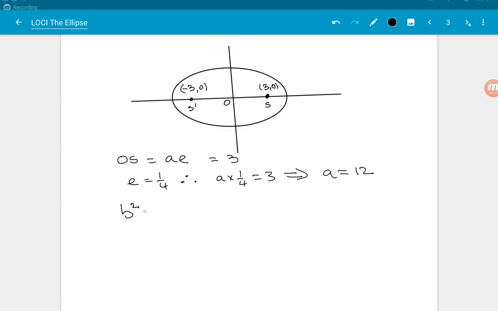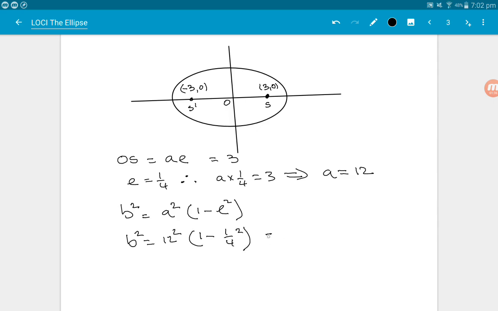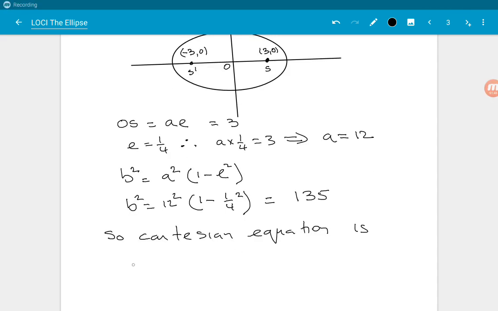Now b squared, we are told, is equal to a squared times (1 minus e squared). So substituting, b squared is equal to 12 squared times (1 minus a quarter squared). And you put that in your calculator, you get 135. So the Cartesian equation is x squared over a squared, which is 144, plus y squared over 135 equal to 1.